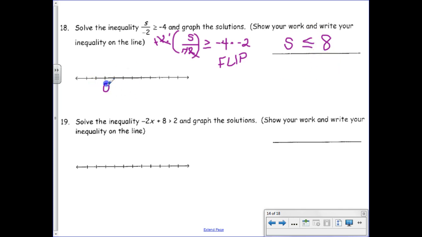So put 0 somewhere, put 8 somewhere out here, 2, 4, 3. I'll just say it's here. Solid dot, shade to the left. There you go. Number 19, solve this one.